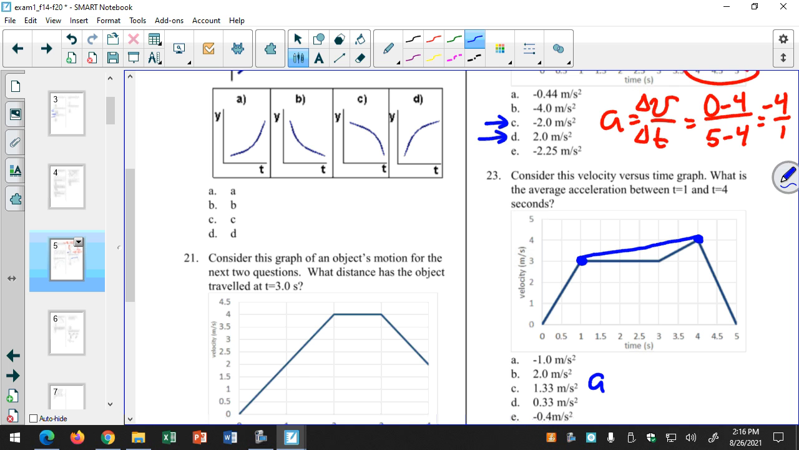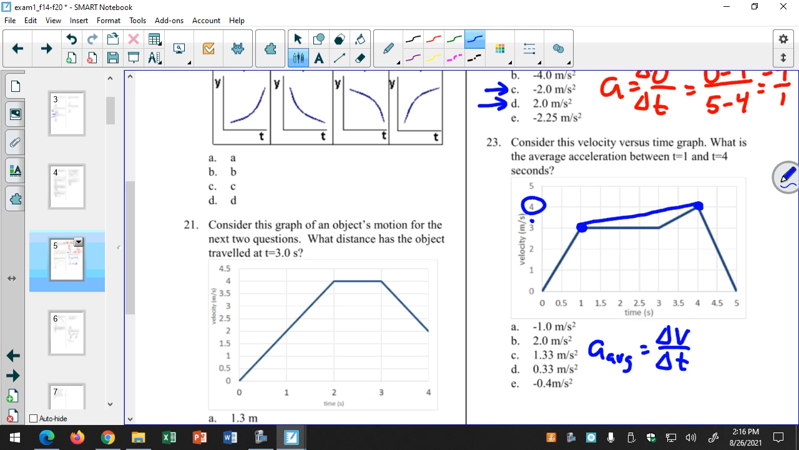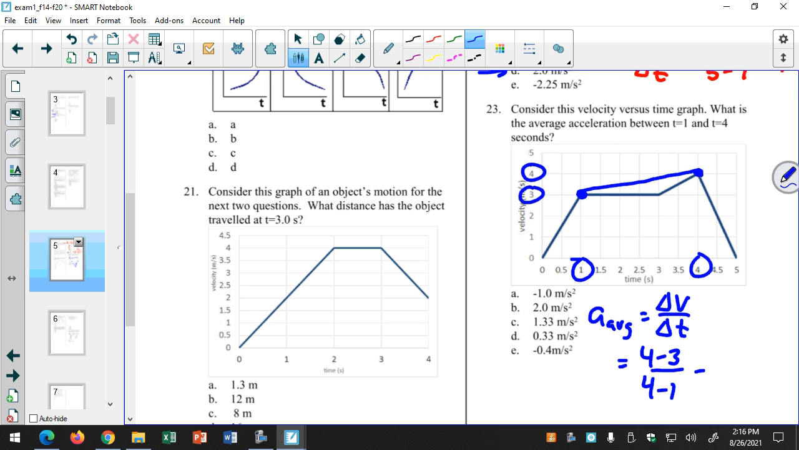Or I can say my average acceleration is delta v divided by delta t. That's going to be 4 minus 3 divided by 4 minus 1. So that's 1 meter per second divided by 3 seconds. That is 1/3 meter per second squared. So it's going to be D is the right answer. 1 divided by 3 is 0.33. We haven't seen this yet, but we're going to see it tomorrow. Let's look at number 21 while we're here.